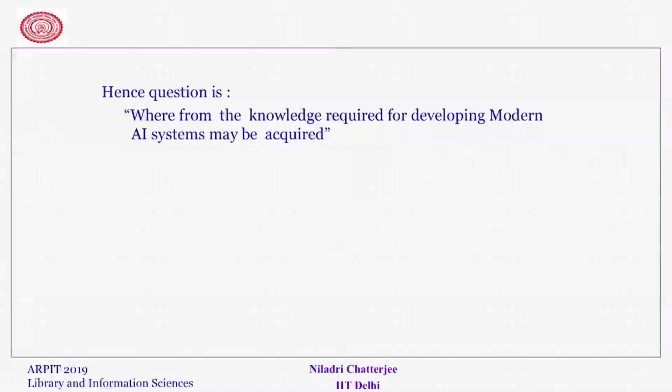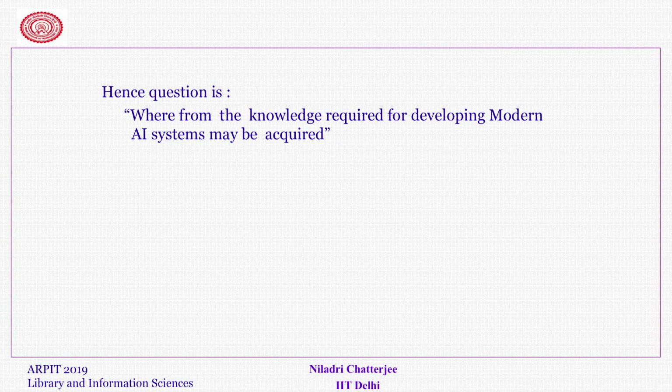There may be many domains where nobody knows who is the right expert to approach for acquiring the relevant knowledge. Hence, the question is where the knowledge required for developing a modern AI system may be acquired from, or in other words, how do you glean the knowledge so that you can make your system effective and efficient.